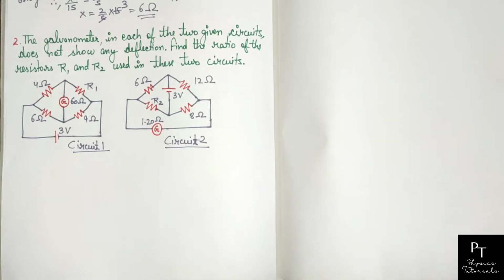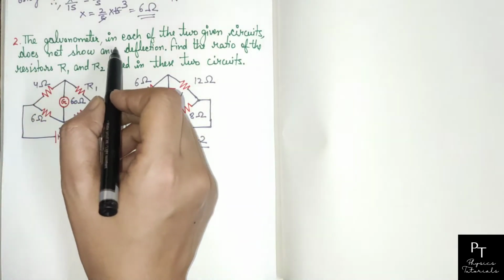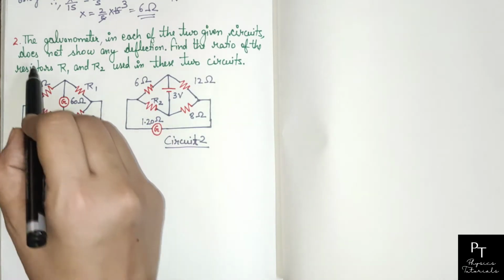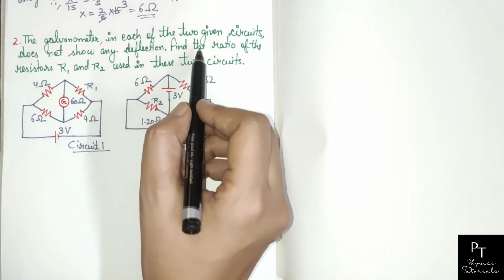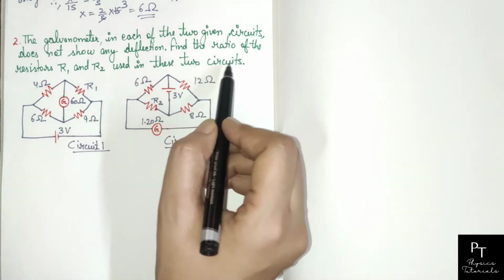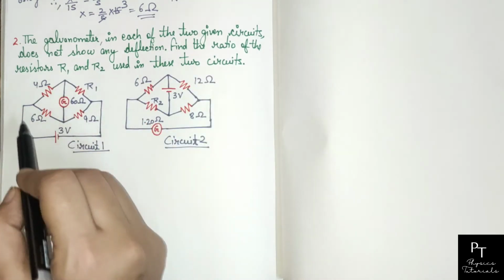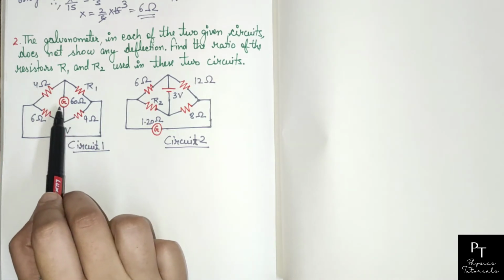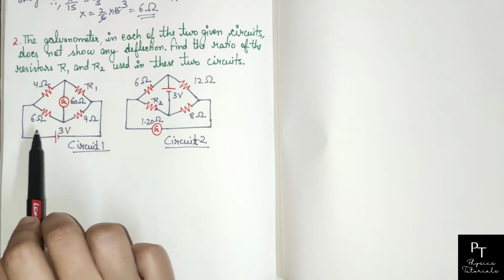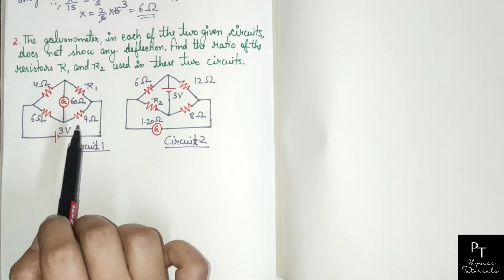Now second problem we have is the galvanometer in each of the two given circuits, that is these two circuits, doesn't show any deflection. Find the ratio of the resistors R1 and R2 used in these two circuits. Now in circuit 1 जो galvanometer है ये कोई deflection show नहीं कर रहा. Hence जो ये Wheatstone bridge का circuit है, this is in balanced condition.